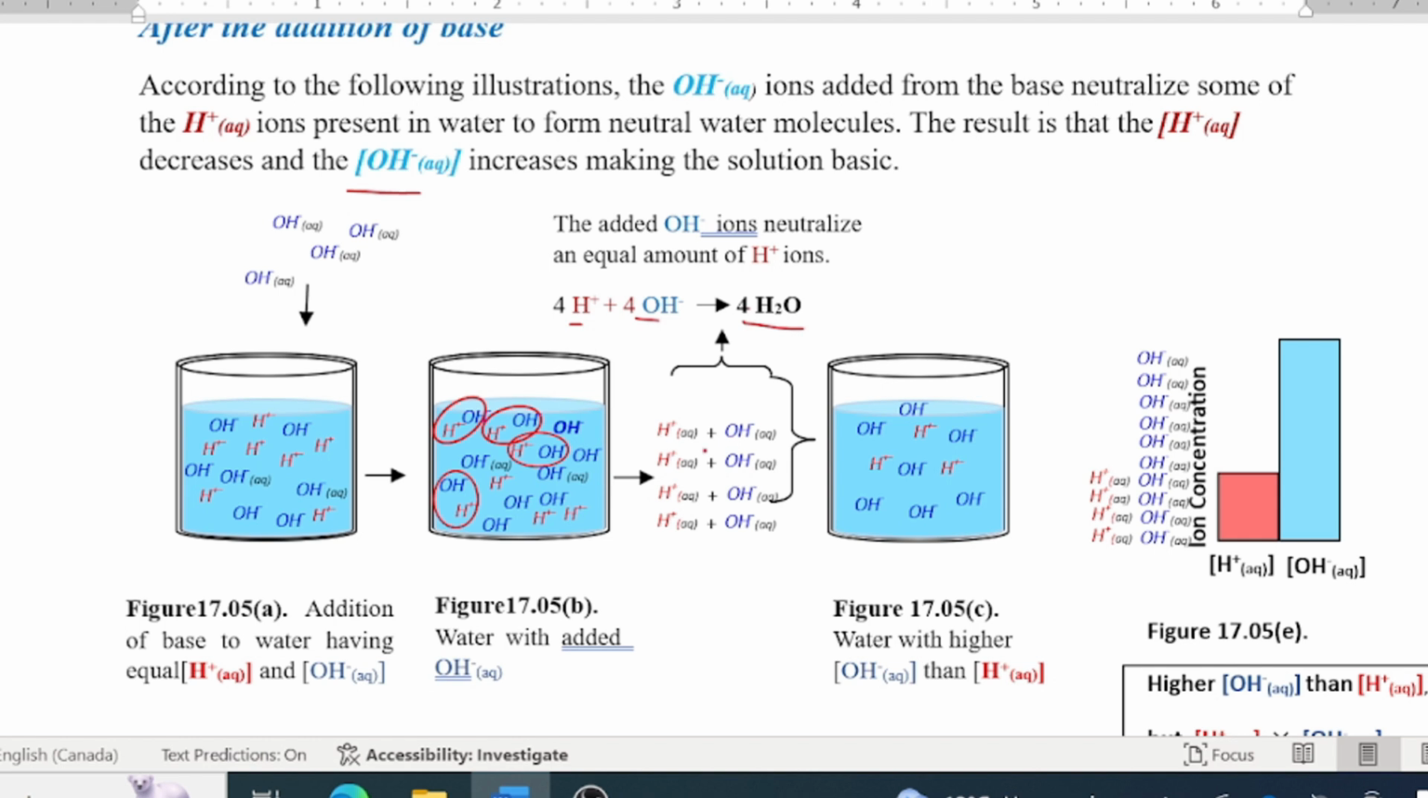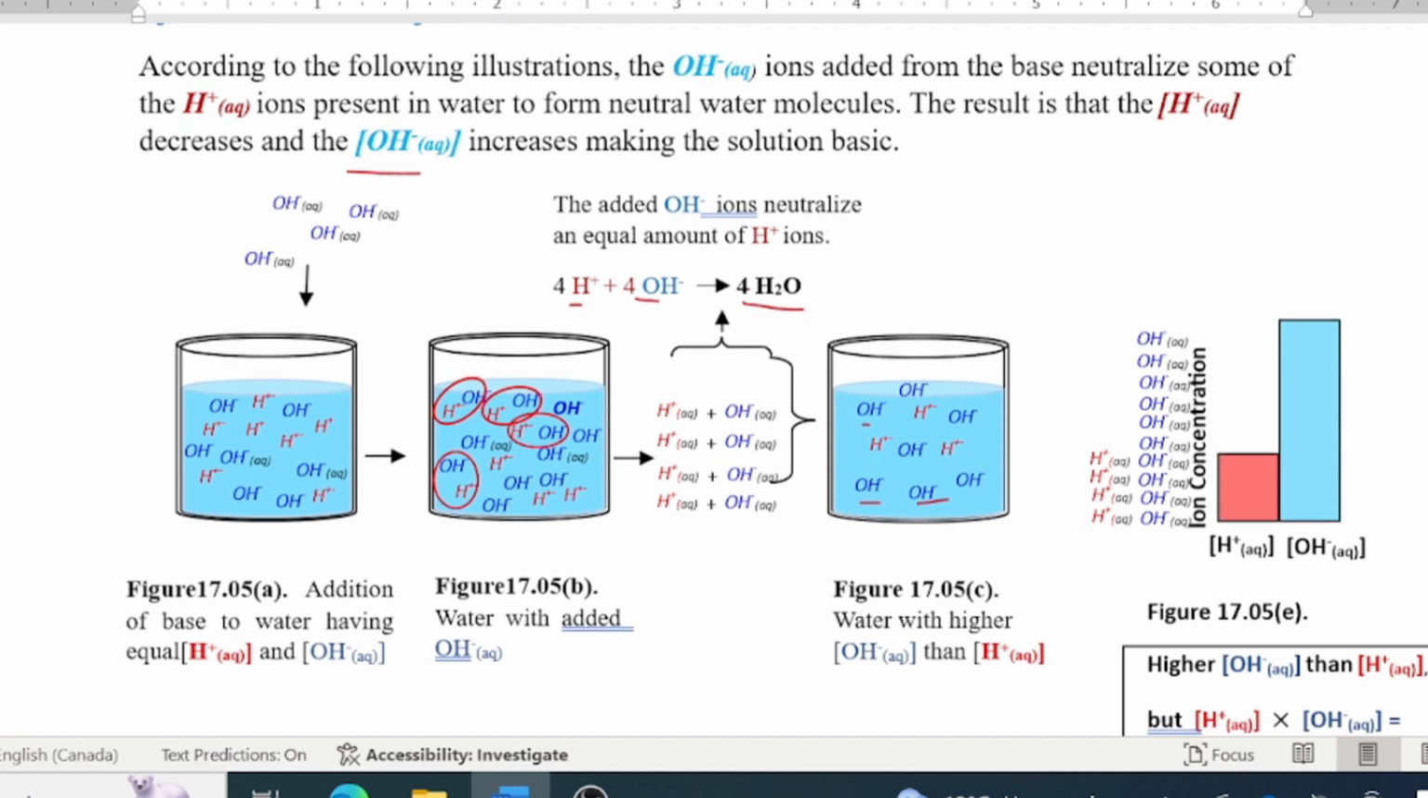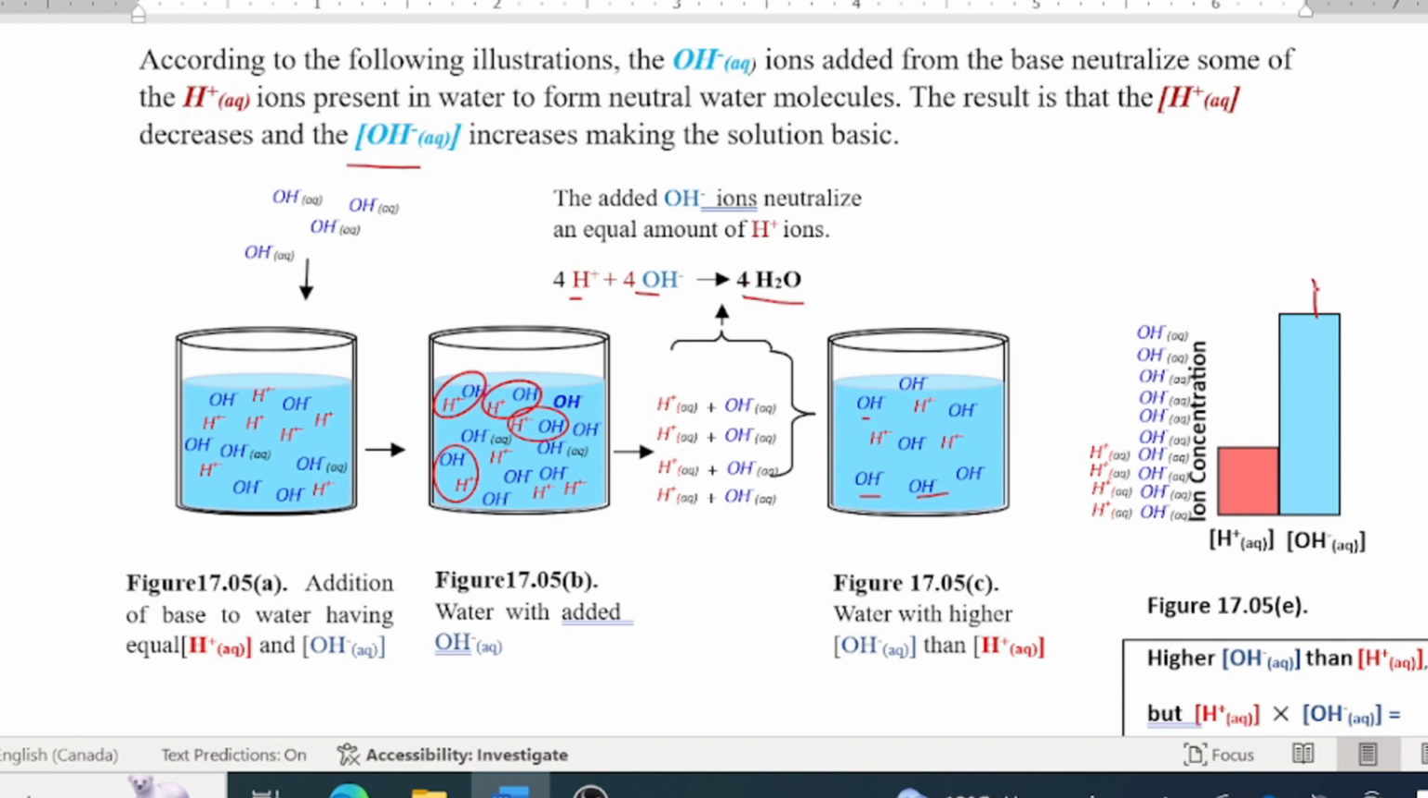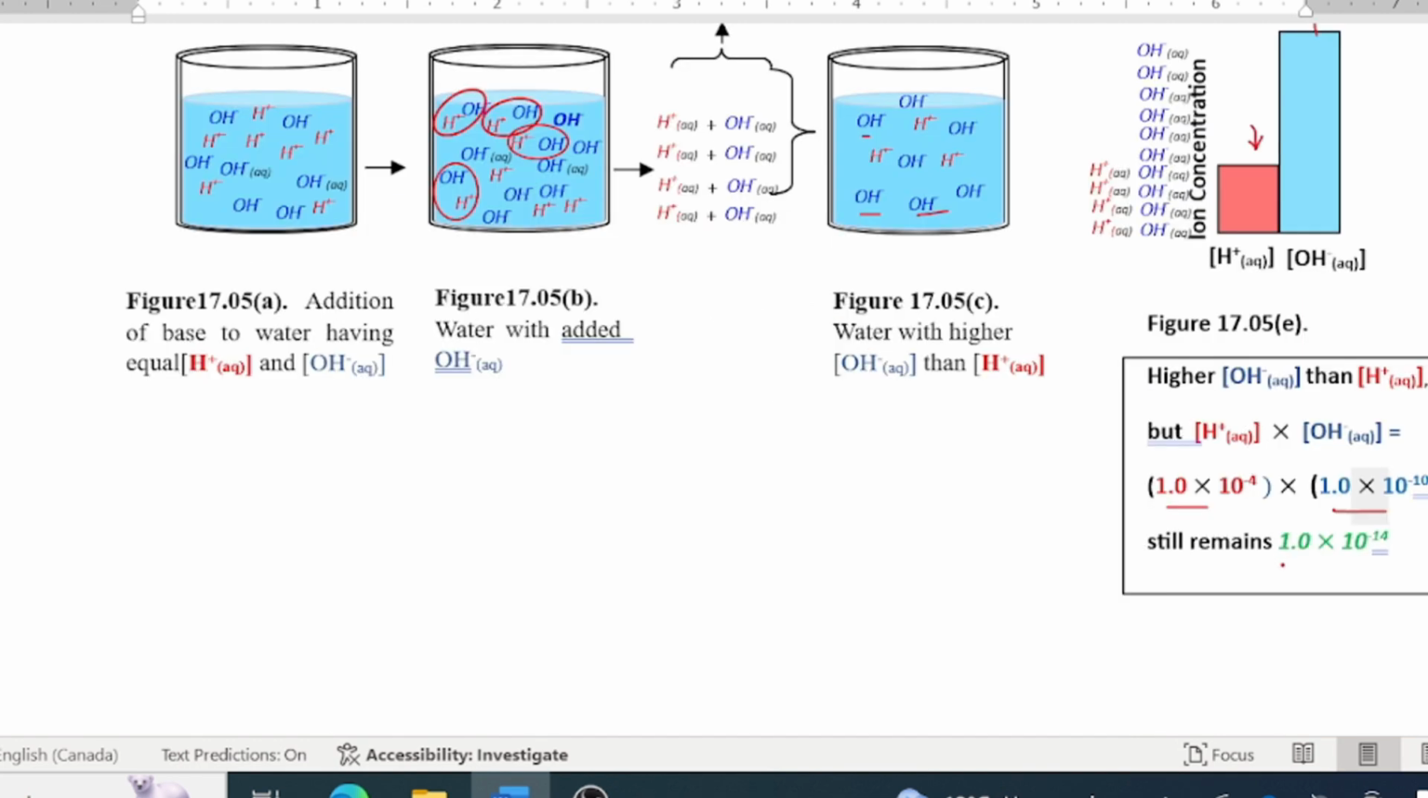And I'm showing you that here, and that is the result there. The effect is that the solution will have a higher concentration of OH ions than hydrogen ions. All right? So now you have a different skewing there. This one went up a little bit. And that one went down proportionately. But when you multiply these values, you still get that value there, okay?